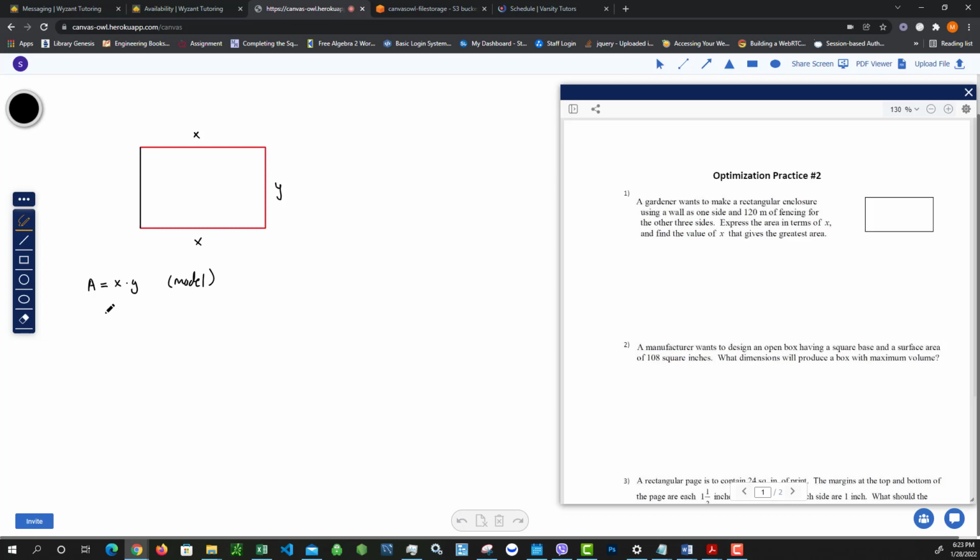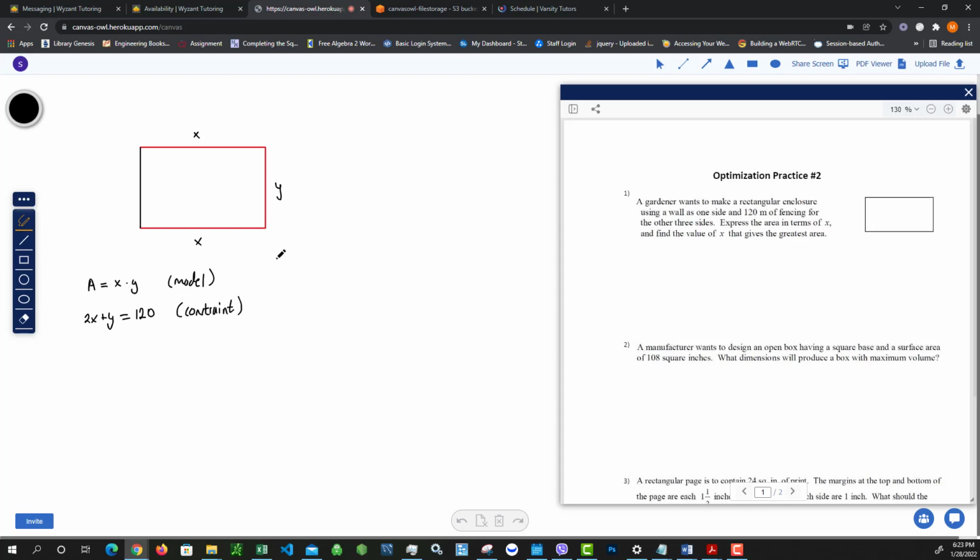Now our constraint is going to be the fact that the perimeter of fencing that we're limited to is 120 meters, right? So we're going to say our 2x plus y must be 120. So this is our constraint.